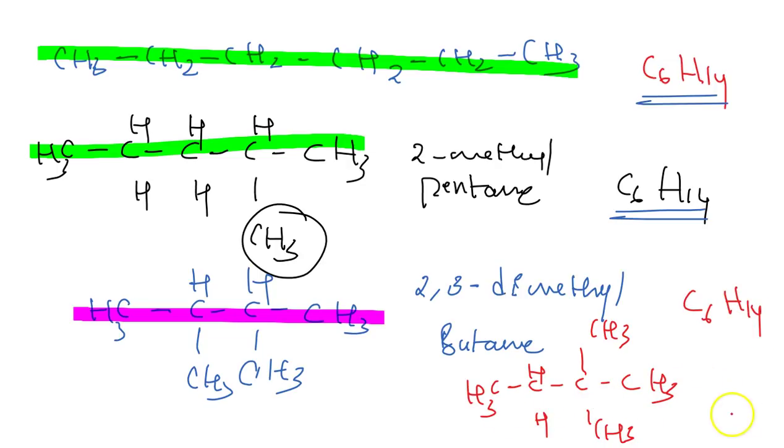Then how do you name this? A small modification: it is butane, no doubt, but on the second carbon atom you have 2 methyl groups. So it will be 2,2-dimethyl butane. I believe you are all able to follow, my dear students. But in case you are lost, please go back and replay the video. So this is another isomer of hexane.